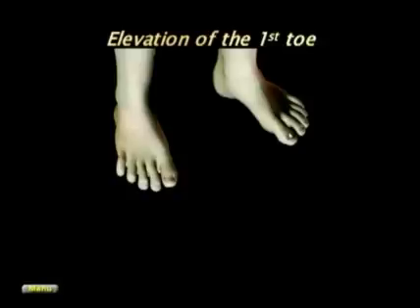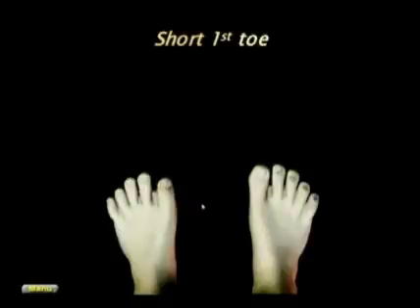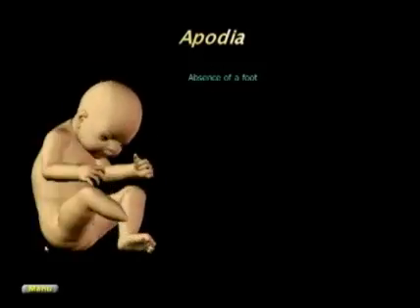Elevation of the first toe is also a marker for trisomy 21, and then you see the sole of the foot, but you don't see the big toe in the same plane. You have to move the transducer in order to acquire it. A short first toe is an anomaly associated with trisomy 18. And then absence of the foot is another similar condition to the acheira that we saw a few minutes ago.